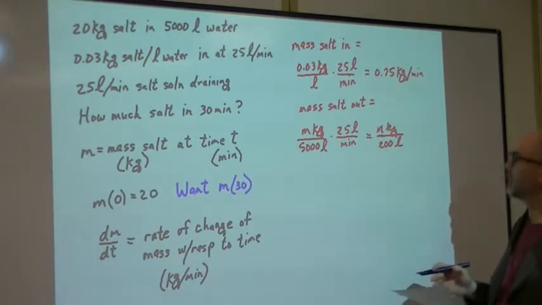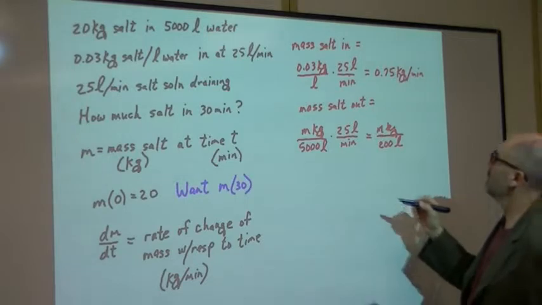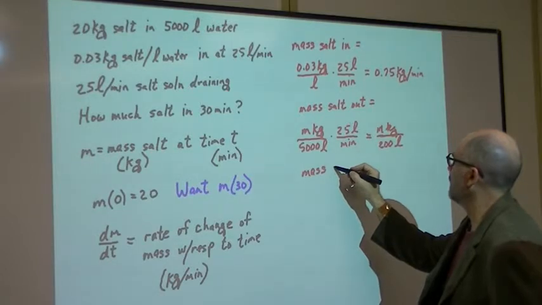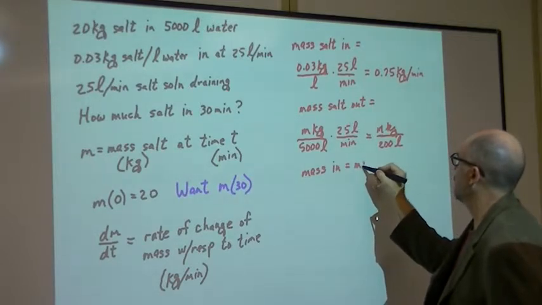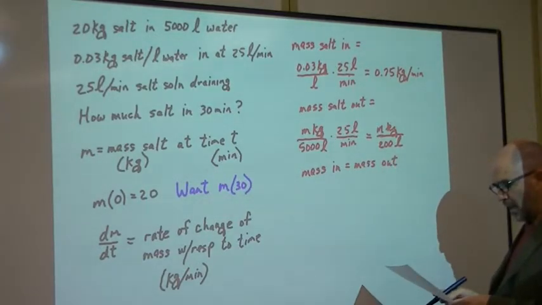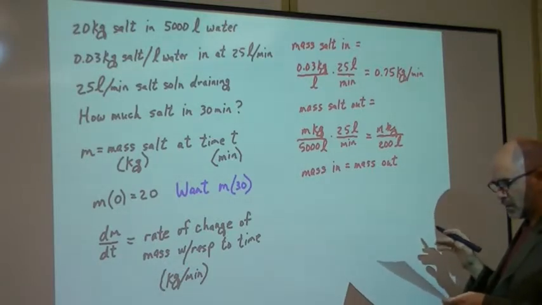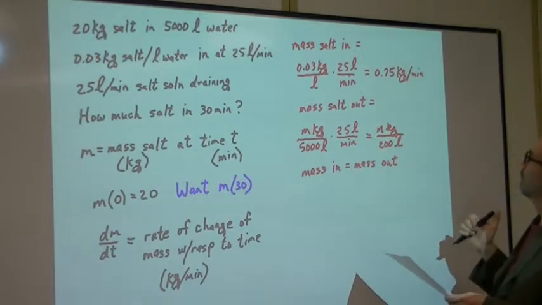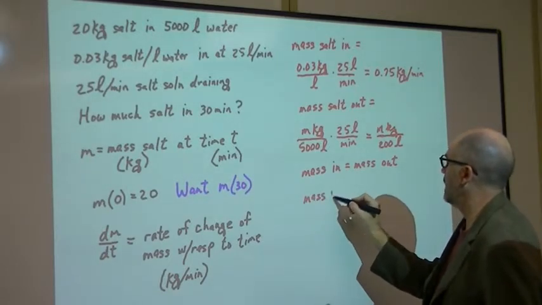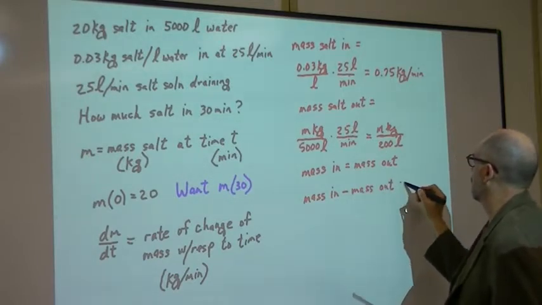Okay, so now, the next thing we realize is that mass in equals mass out. So what I can say is, mass in equals mass out. So that means, well, let's just, yeah, let's do it like this. Mass in minus mass out equals 0.